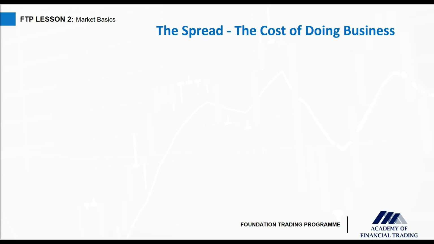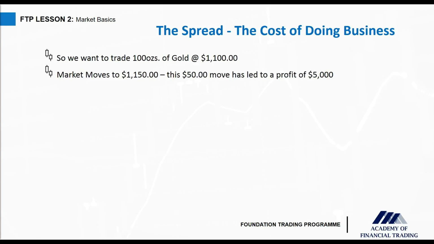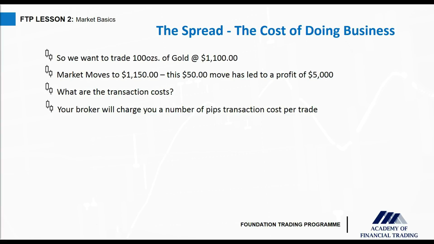So let's again work with our little gold example. So we want to trade 100 ounces of gold at $1,100. Market moves up to $1,150. So this $50 move has led to a profit of $5,000. So what are the transaction costs? Well, how most traders do it is that they will charge you a number of pips transaction cost per trade. Okay, we all remember what pips are?